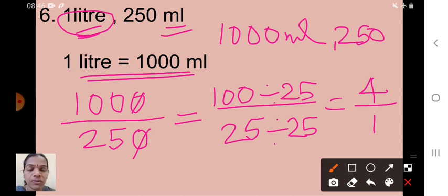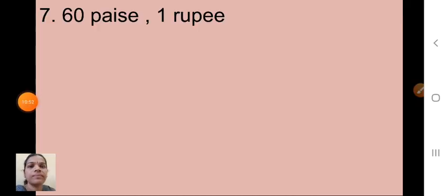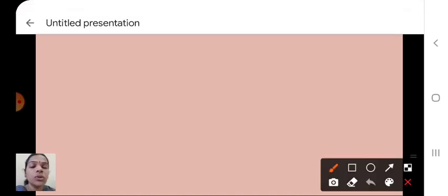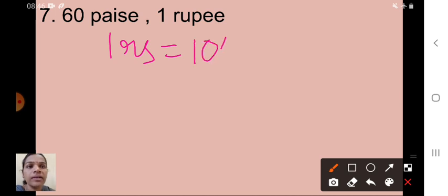Shall we go to next one now? Seventh one. See here, children, seventh one is 60 paise and 1 rupee. Again here you got a different unit. So first one is what? 60 paise and 1 rupee. 1 rupee is equal to how much of paise? 100 paise. Now we have to find the ratio of 60 paise and 100 paise.